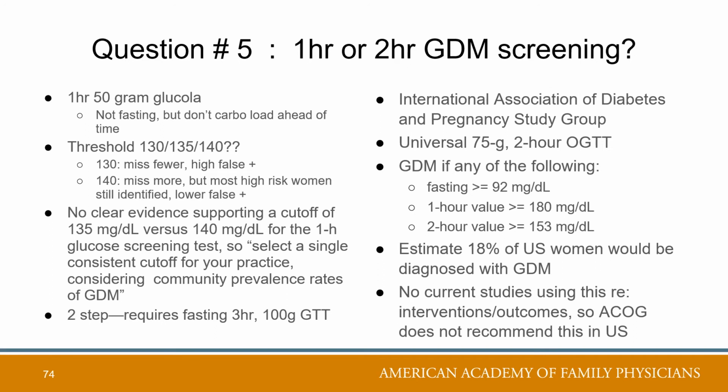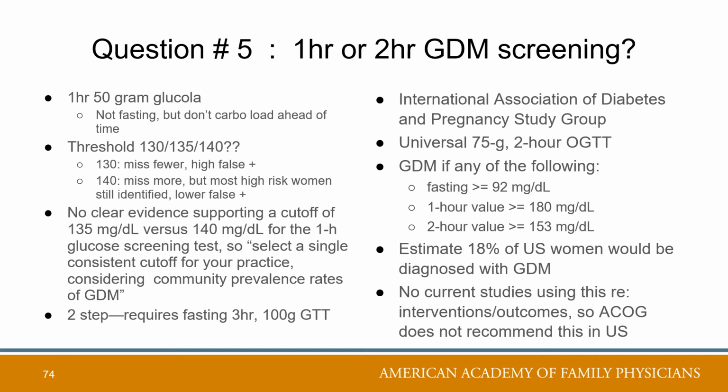If you cut it off at 130, patients will have a higher risk of false positivity, and you'll essentially miss fewer cases. If you cut the number off at 140, you're going to miss more. But at the same time, the highest risk women may still be identified with a lower false positive rate. So there's no clear evidence that supports a cutoff of 135 versus 140 for the 1 hour glucola screening test. So just select a single consistent cutoff for your practice and then go from there.